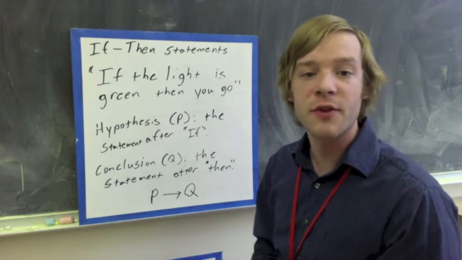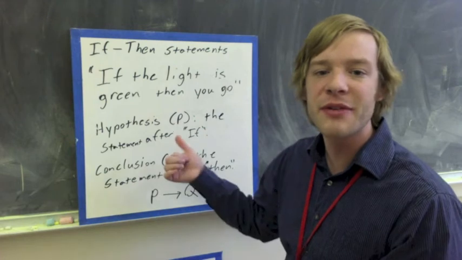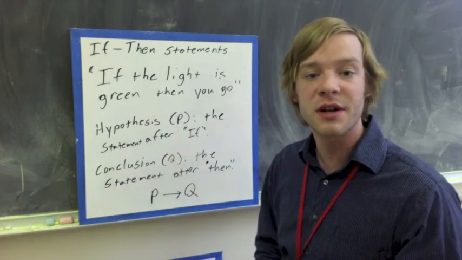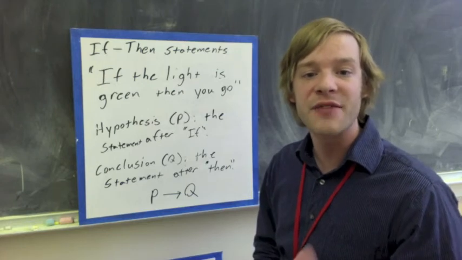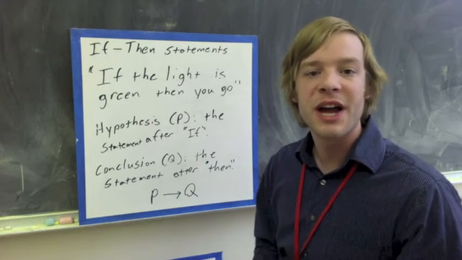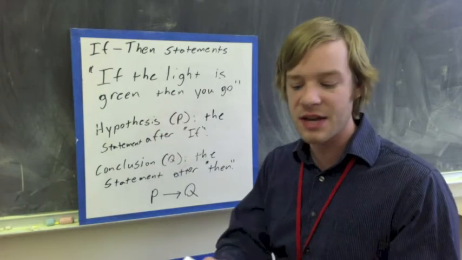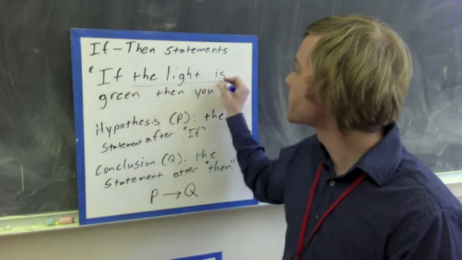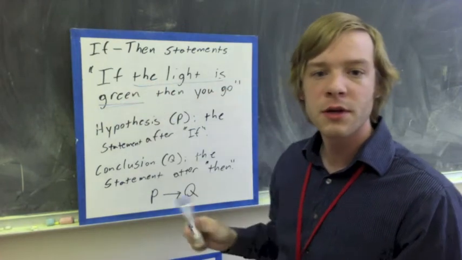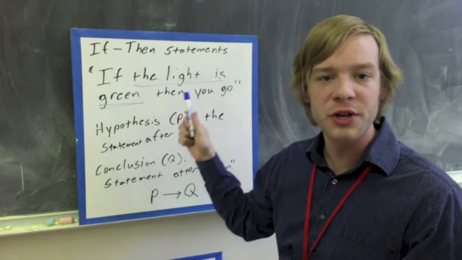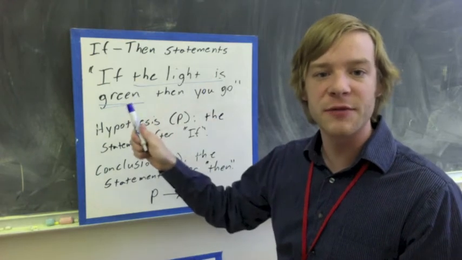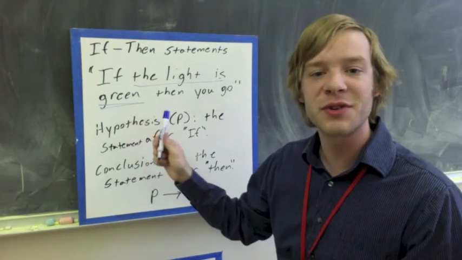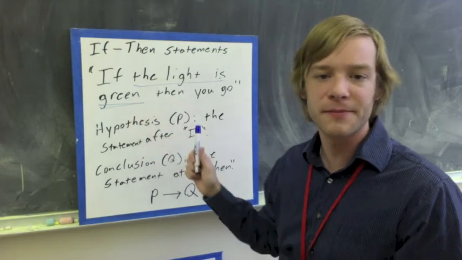So first off, we have the hypothesis, which is often represented by a P, and it just means whatever statement we have after the if. For instance, the hypothesis in this if-then statement would be the light is green. So our hypothesis here is the first portion, whatever we have just after if and before the then. And our hypothesis for this first statement is the light is green.